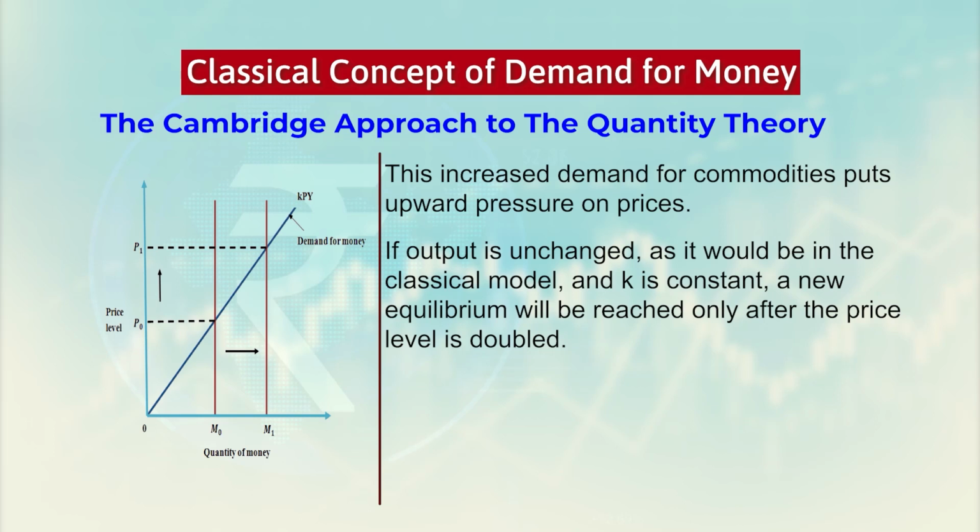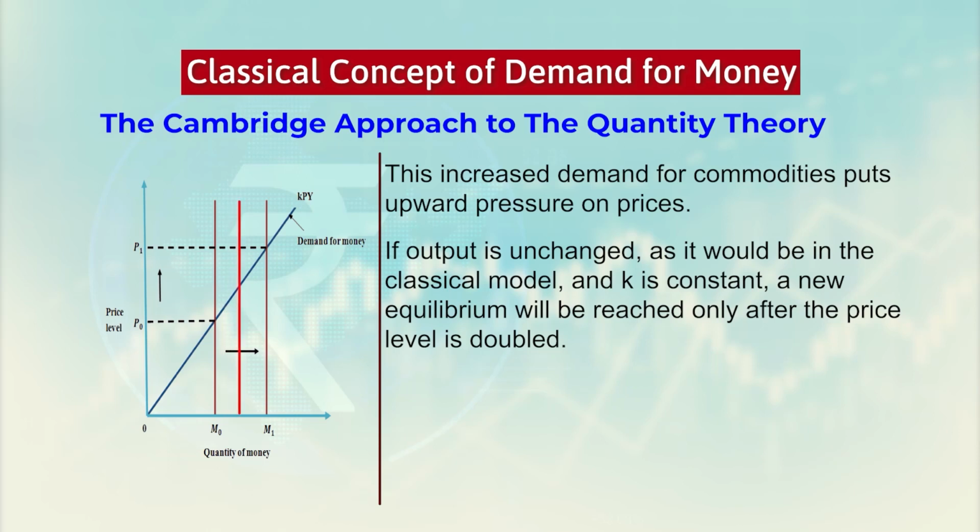So if the output changes, we might have a slightly different result. Since the output is unchanged, as it would be in the classical model, and K remains constant, meaning the fraction of money I want to hold for transaction purposes is constant, a new equilibrium will be reached only after the price level is doubled.